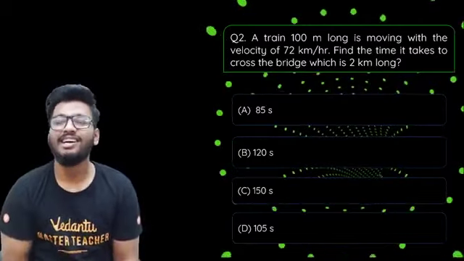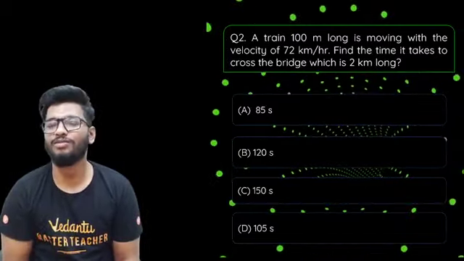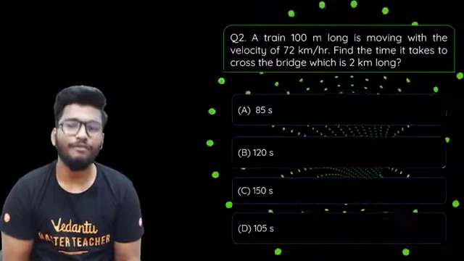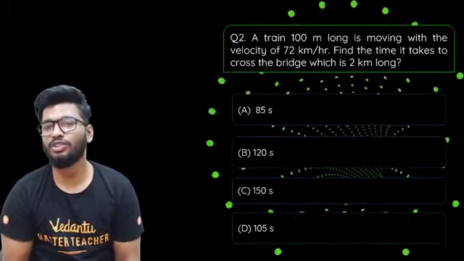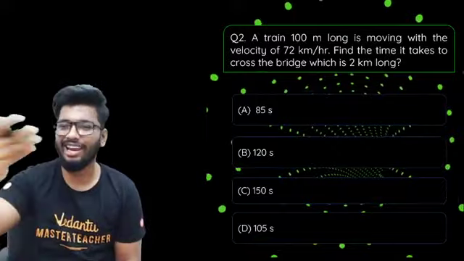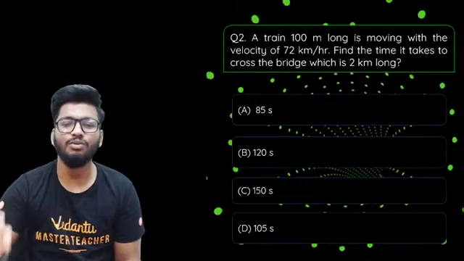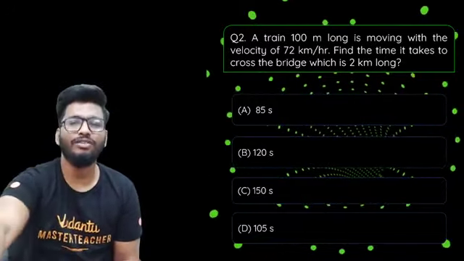Alright, the question is this. A train 100 meters long is moving with a velocity of 72 km per hour. Find the time it takes to cross the bridge, which is 2 km long. Options: 85 seconds, 120 seconds, 150 seconds, or 105 seconds.